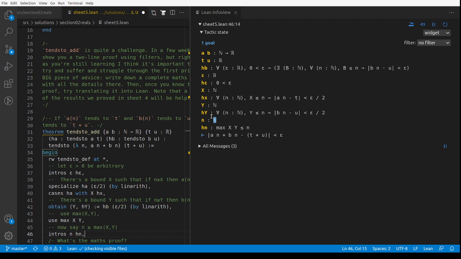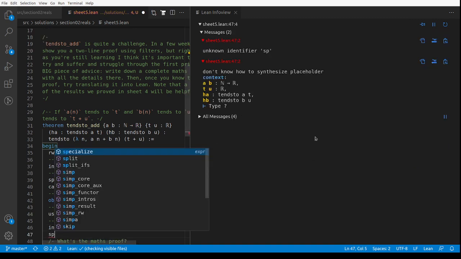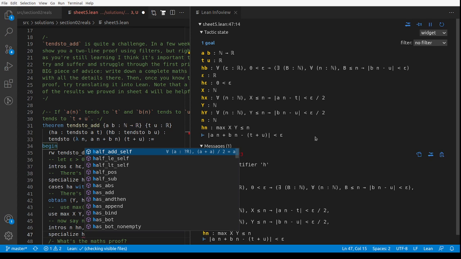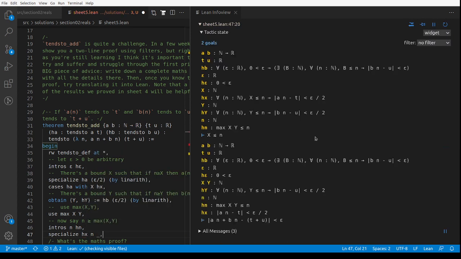So now we need to specialize, right? We need to specialize hx because hx is a function. It wants to eat a natural number n, and a proof that the natural number is at least x, and then it will give us the thing we want. And similarly hy wants to eat a natural number n, and a proof that n is at least y, and then it will give us what we want. So let's specialize. What are we going to do here? We specialize hx at n, and then some proof, right? So I put an underscore for the proof, you see.